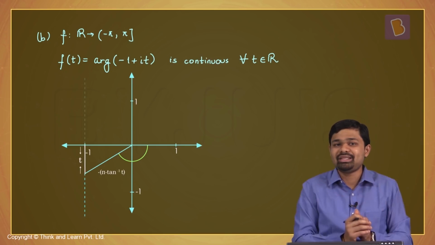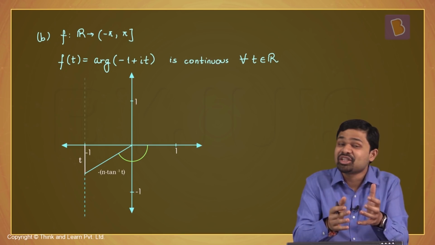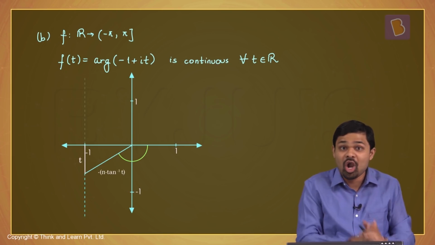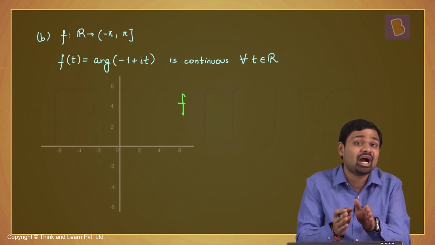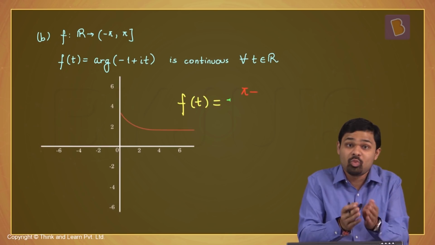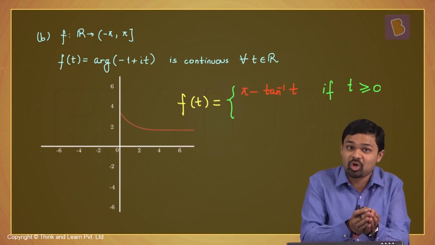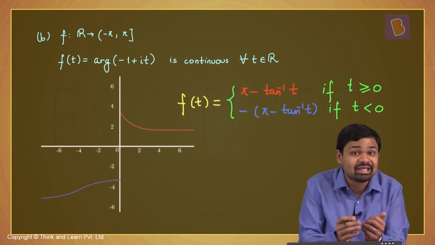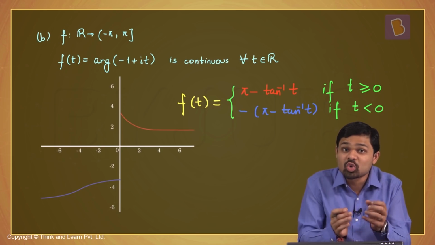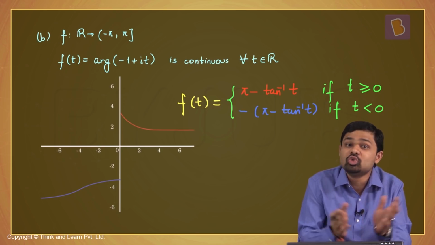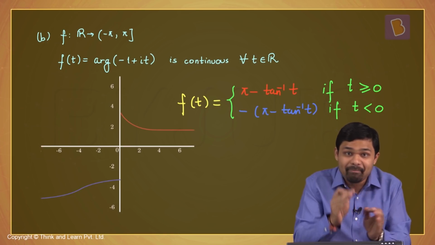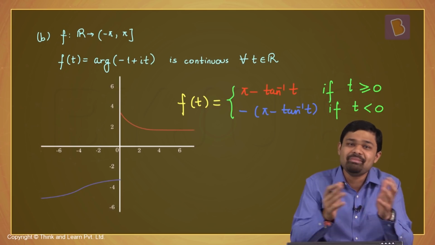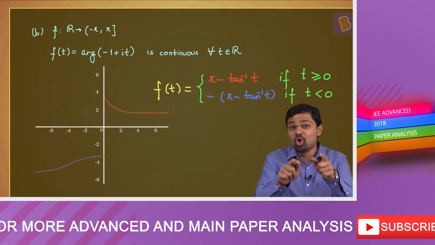So if you plot the arguments, you will clearly see that the limit of the function does not even exist when the value of t is equal to 0, because as t becomes positive, the argument is going to be a very big positive number, very close to positive pi. And as t becomes negative, the argument becomes a very large negative number, very close to negative pi. So there is a big jump when t is equal to 0, which means this function is not continuous, as the limit itself does not exist at t equal to 0. So this statement is false.